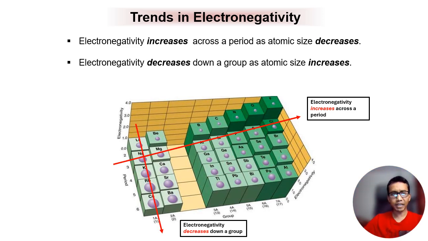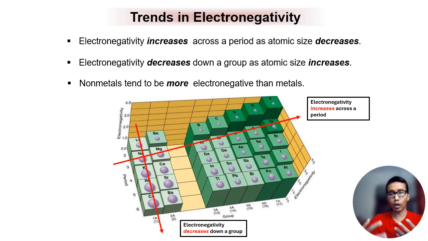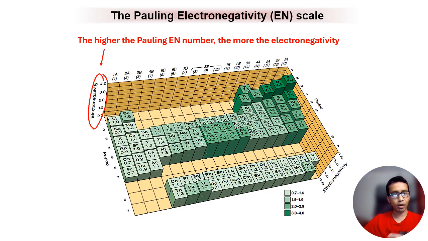So basically, non-metals tend to be more electronegative than metals, and that's what we see across a period as well as down the column. This is just the Pauling scale that we use, the electronegativity scale, and you can see numerical values assigned for the atoms in terms of the electronegativity.